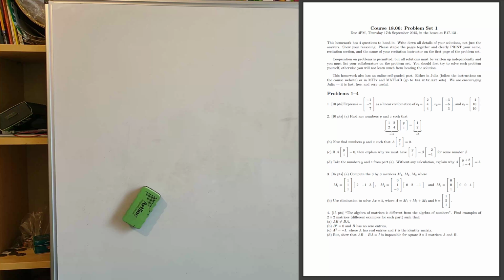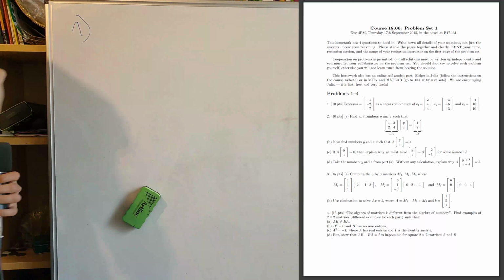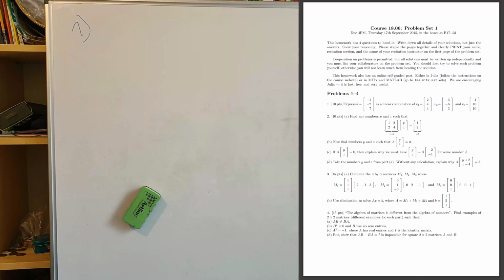So 10 points for the first problem. Express b equals (-1, -2, 7).